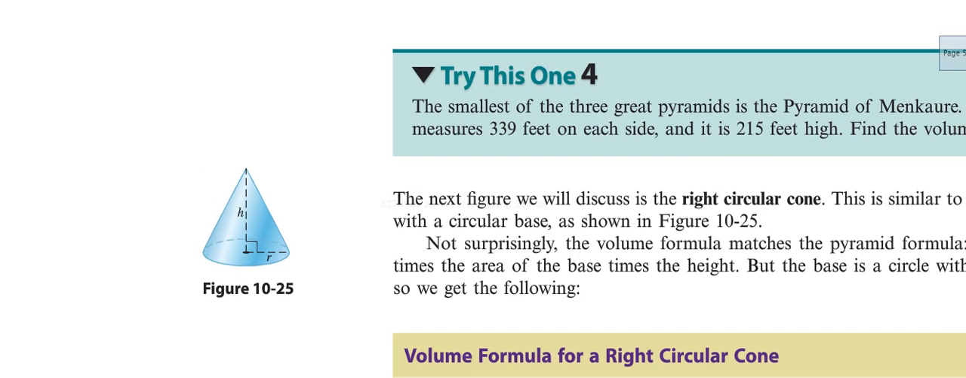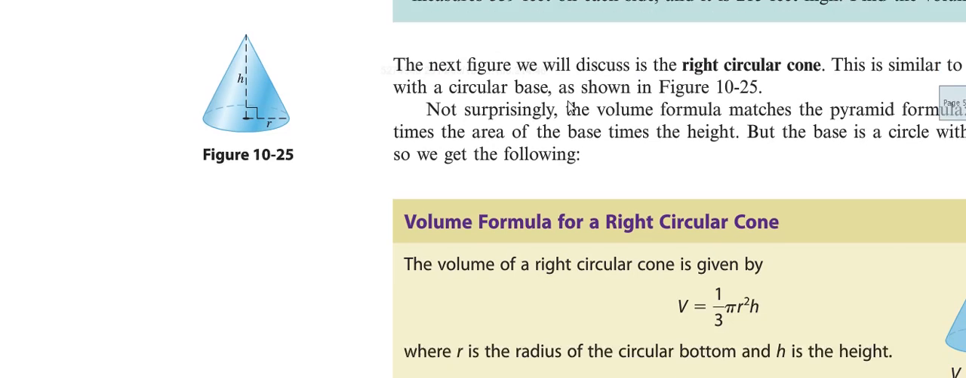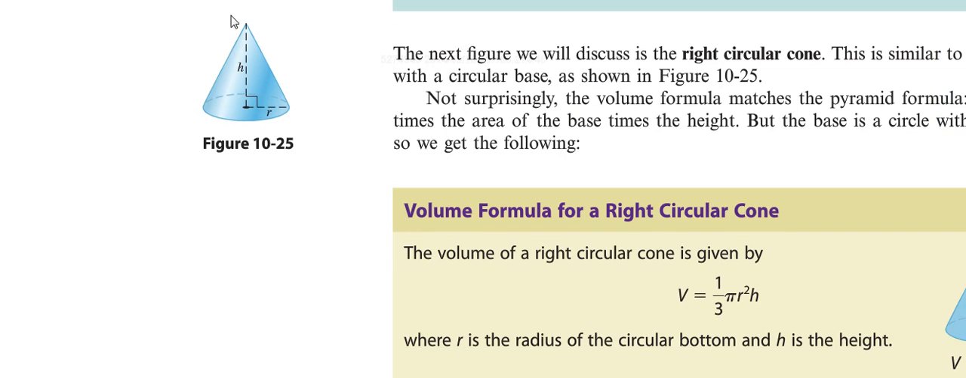Okay, the next figure, the next solid that we have to find the volume of is the cone. And this is what we call a right circular cone, because if you go from the apex down to the center of the base, that line would form a right angle with the base, and that measurement here on this cone, you see how the cone looks.